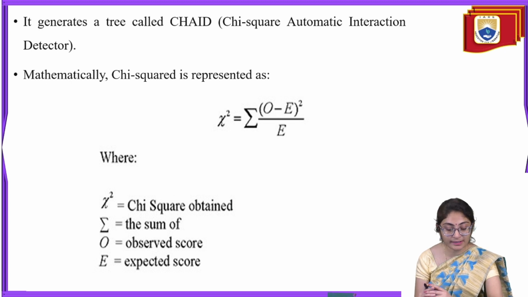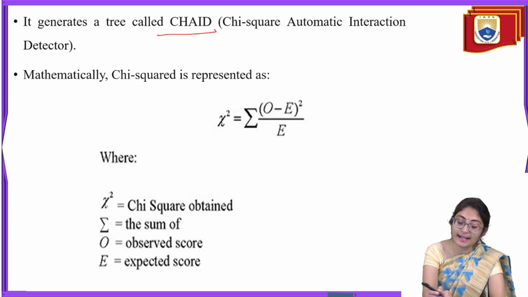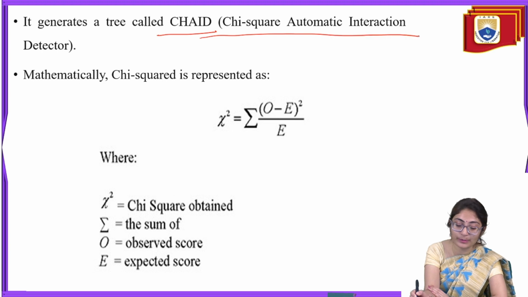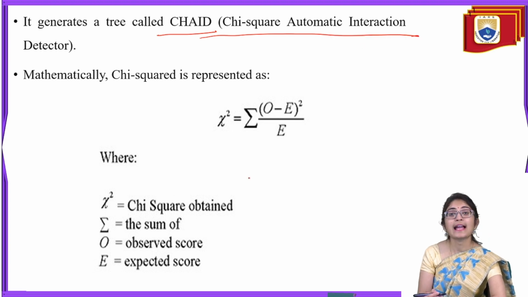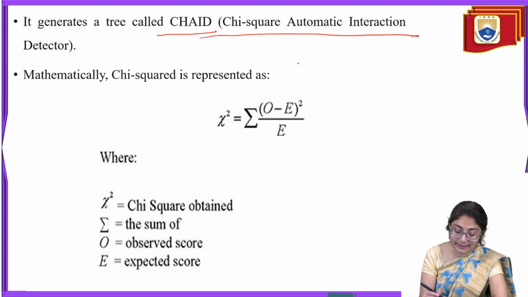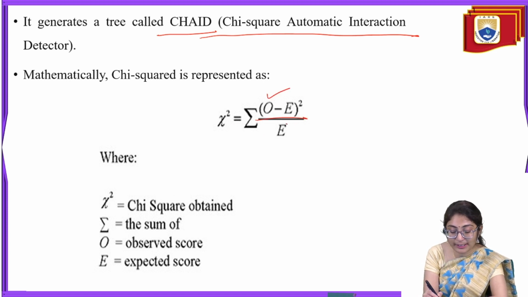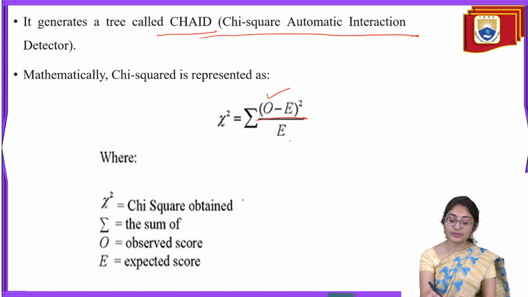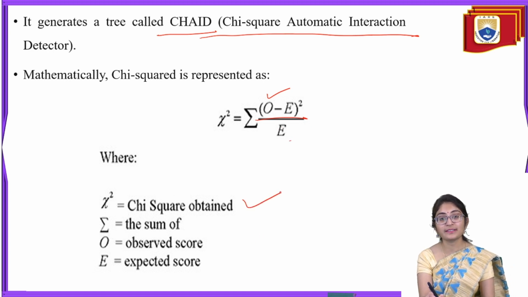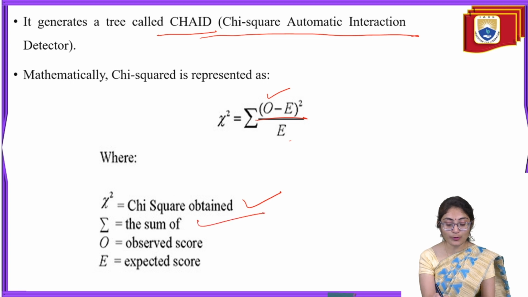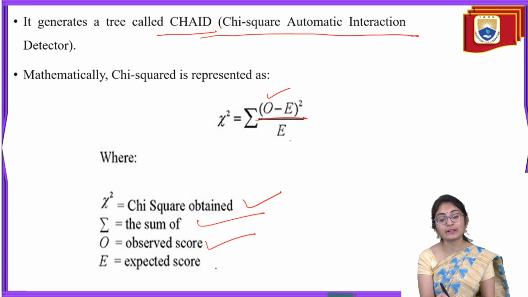It generates a tree called CHAID, which means Chi-square Automatic Interaction Detector, and mathematically we can represent it as X square is equal to the summation of (O minus E) whole square divided by E. X square is your chi-square obtained, where O is your observed score and E is your expected value.